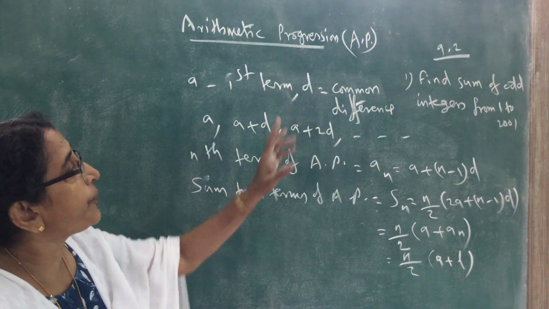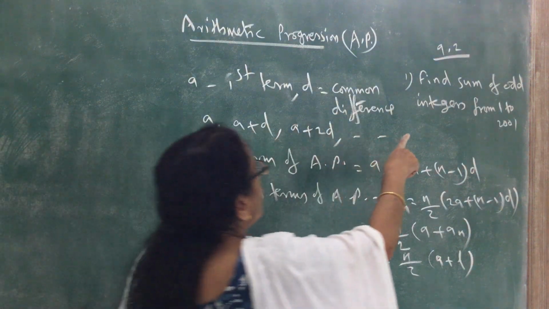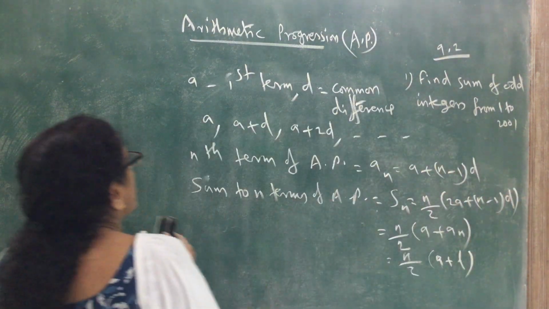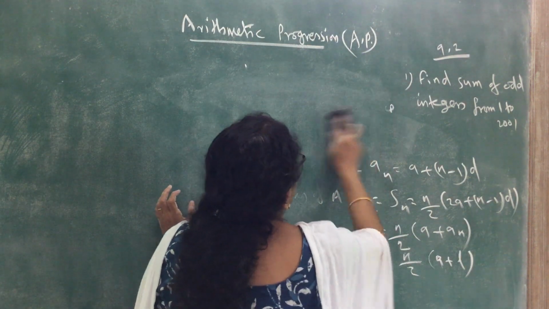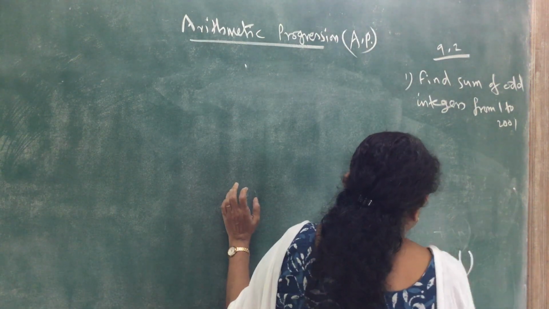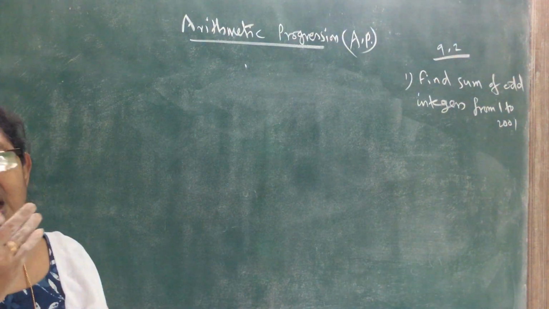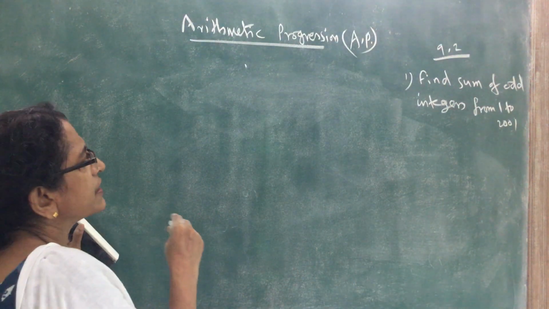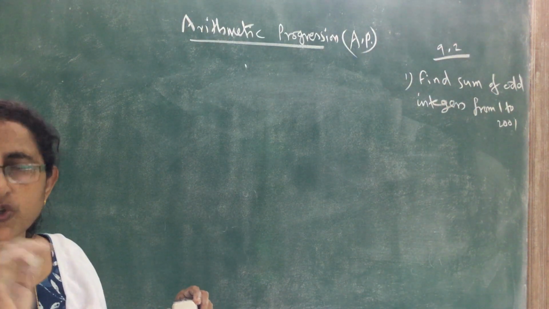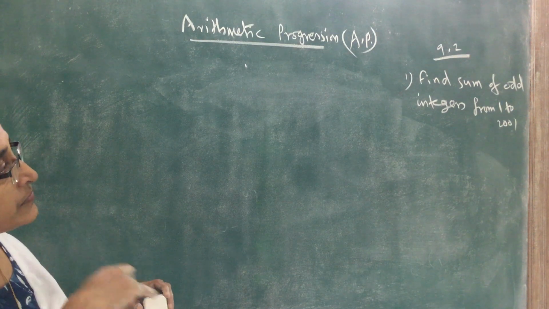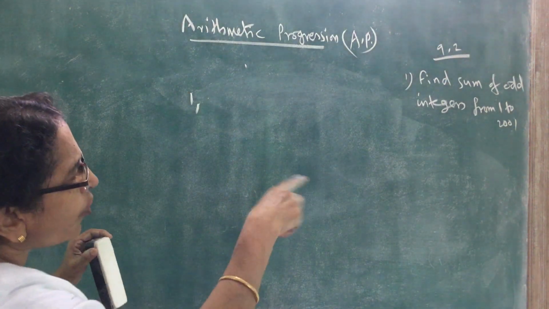Now we'll do 9.2, first question. Find the sum of odd integers from 1 to 2001. So find the sum of odd integers. What is the arithmetic progression here? From 1 to 2001. From means that the end elements also should be included.